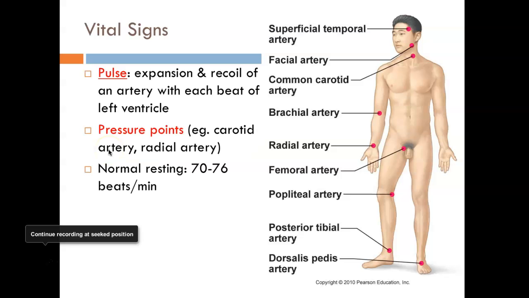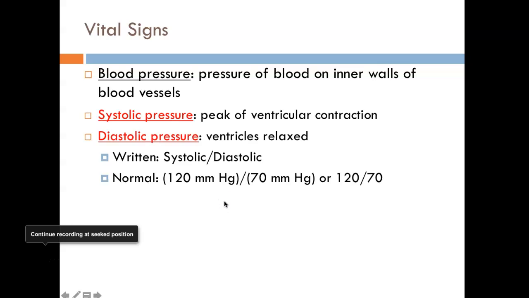And normal resting beats per minute are going to be 70 to 76. This does depend on your height, your size. So someone who's probably under 5 feet, yours is going to be upwards in the 80s and 90s. And then it also depends on your athleticism. If you're a runner, your pulse will probably be more down in the 50s. And so it just depends on situation.